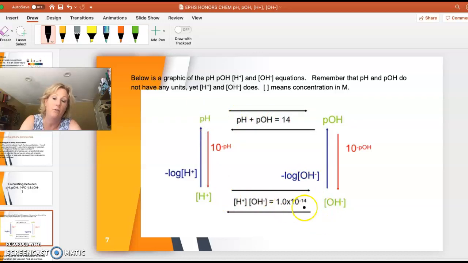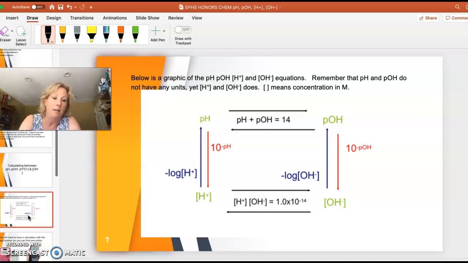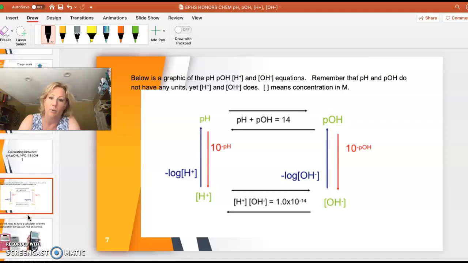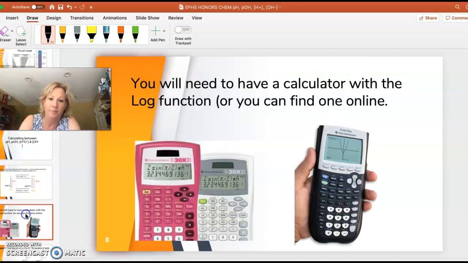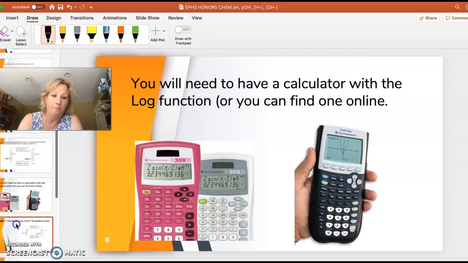You could have also used Kw to get the hydrogen ion first, and then take the negative log of that to get to the pH. So you'll also notice when you do the homework, depending on the route that you take, if it is a possible two-step problem, you might get a little bit different answer than me, which is totally fine. Don't worry. So you do need to have a log base 10 calculator, which I think most of you do. If not, there are ones available online.